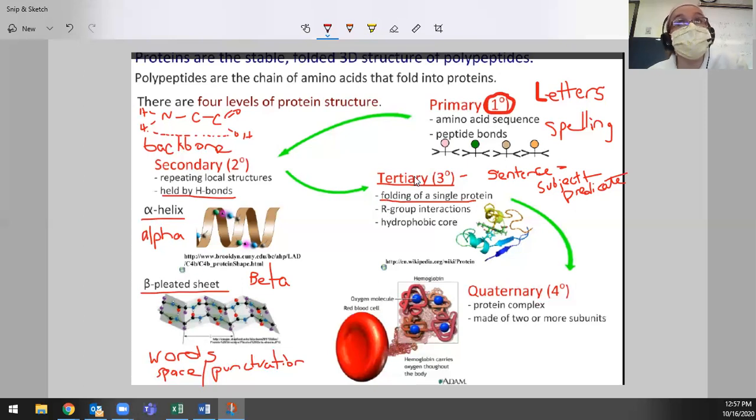So the tertiary level is what's giving our computer scientists and our proteomics people fits, is because the R group is so complex. So in general, what will happen is the middle of a protein is going to be the R groups that are hydrophobic. And the outside is going to be all the other R groups that are hydrophilic.